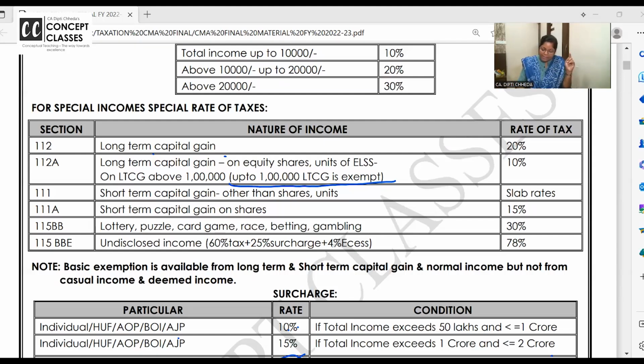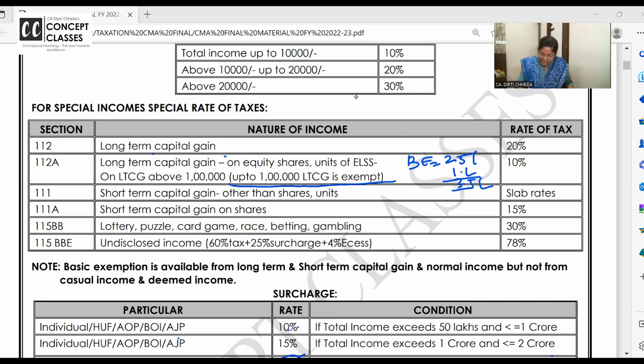So when you have long-term capital gain on shares, you get additional basic exemption. See, you already have basic exemption, say 2.5 lakh. But if you have long-term capital gain on shares, up to 1 lakh it is exempt. So till 3.5 lakh, no tax. And after that, it will be 10%. Is this clear to all of you?